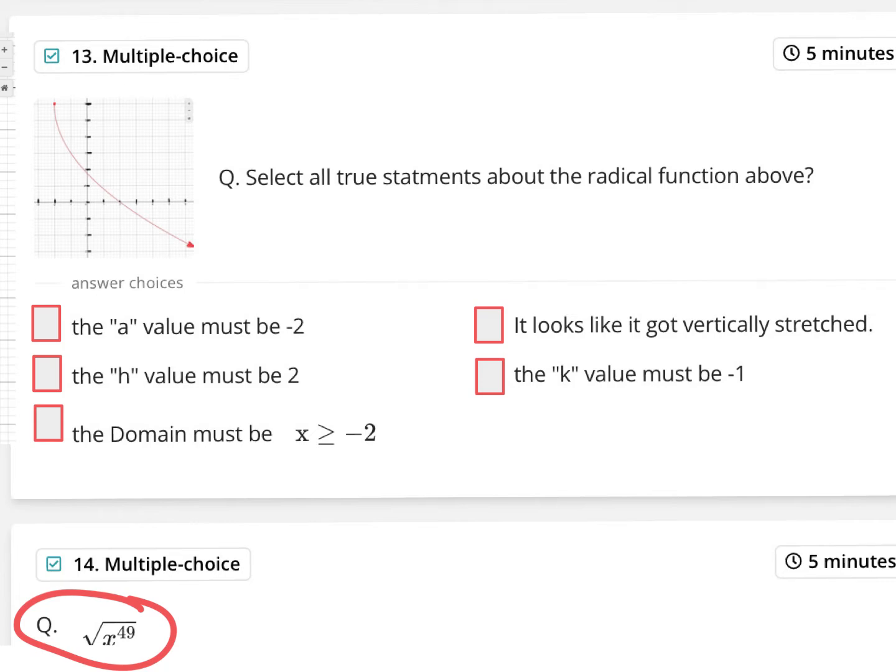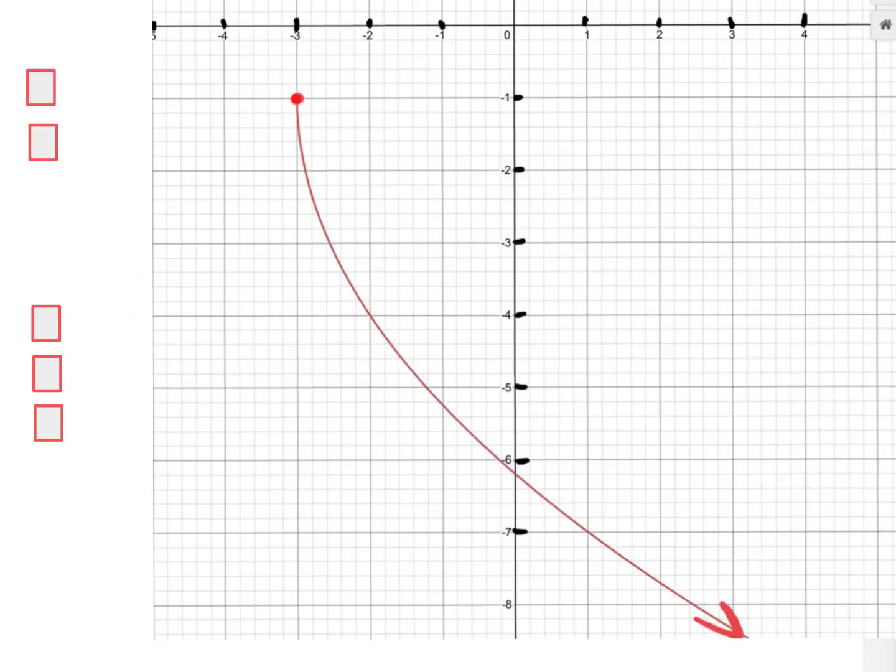Actually, let's zoom in. When we're looking at this graph, look at your beginning point. Obviously, if it's going up, the a value would be positive, but it is going down, so that means it is negative. And it's saying that the a value is negative 2. Is that true or false? Well, how many units does it actually go down before it gets to the next nice coordinate? Does it go down 2 units? No, it actually goes down 1, 2, 3 units to get to the next nice coordinate.